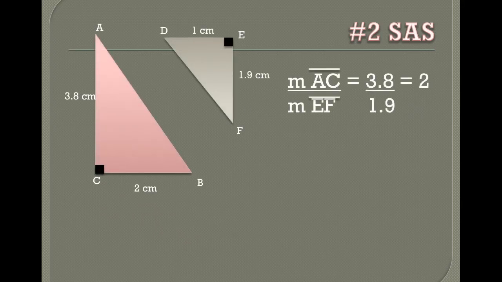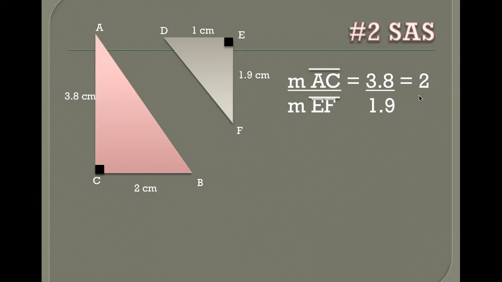Here they are again. So remember, corresponding sides. In this case, our corresponding side AC has its corresponding side EF. If they're proportional, the top to the bottom of this one and the top to the bottom of the other one should be equal to 2. So in this case, 3.8 divided by 1.9 is equal to 2.